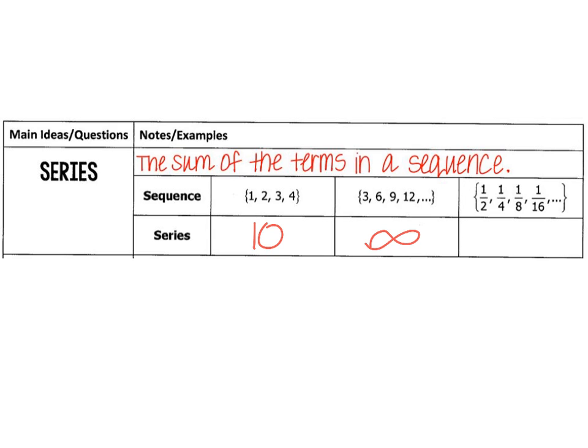Now, this one right here, it's going down, it's decreasing. We've got 1/2, 1/4 is smaller than 1/2, 1/8 is smaller than 1/4, 1/16 is smaller than 1/8, and this ... means that it goes on forever. So because it's decreasing and it goes on forever, we say that this series adds up to 1. The sum of this sequence would be 1. So anytime it's decreasing and goes on forever, the series equals 1.